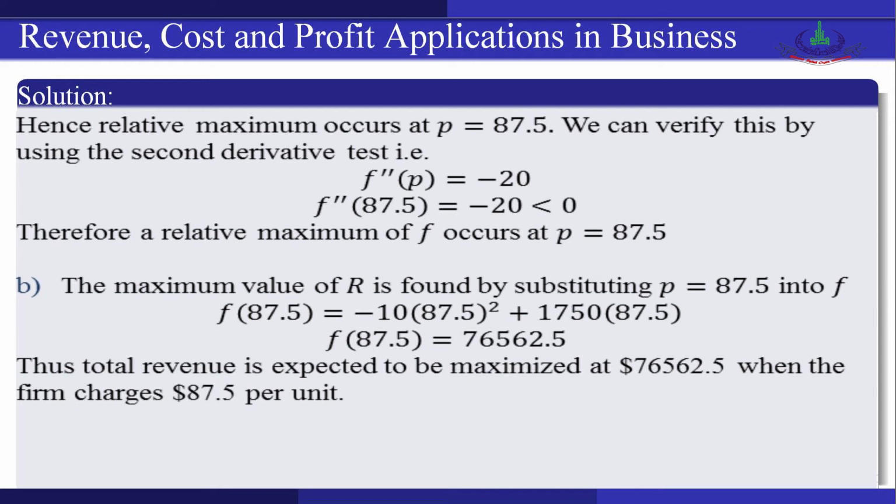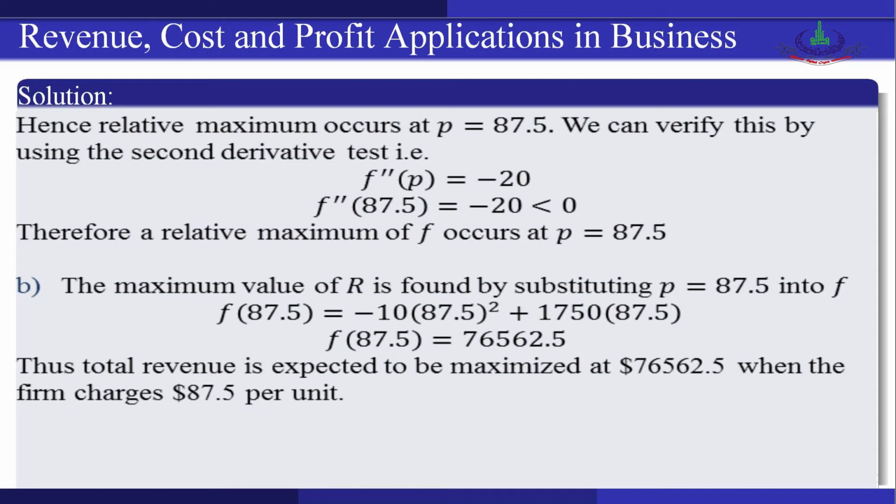We can verify this by using the second derivative test. That is, we calculate the second derivative of f with respect to p, f double prime of p, and it is equal to minus 20, which is negative. Therefore, at the point 87.5, f double prime of 87.5 is minus 20, which is negative. Therefore, a relative maximum value of the function f occurs at p equal to 87.5.